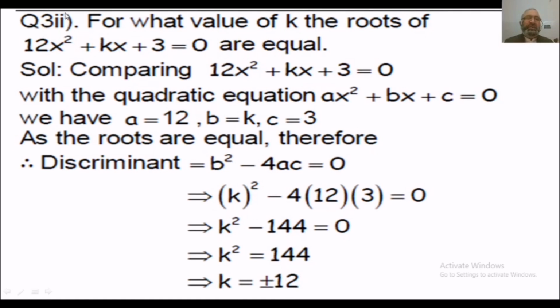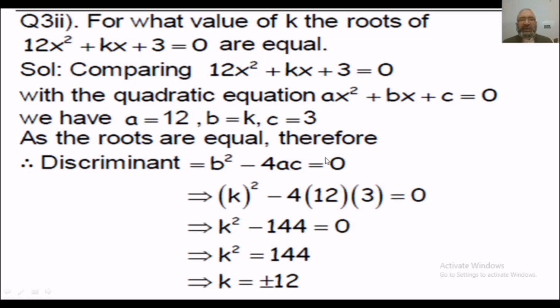Similarly, part 2 of question 3. For what value of k are the roots of the quadratic equation 12x square plus kx plus 3 equal to 0 equal? Again the condition is equal roots. So comparing 12x square plus kx plus 3 equal to 0 with the standard form of the quadratic equation ax square plus bx plus c equal to 0, we have a is equal to 12, b is equal to k, c is equal to 3.